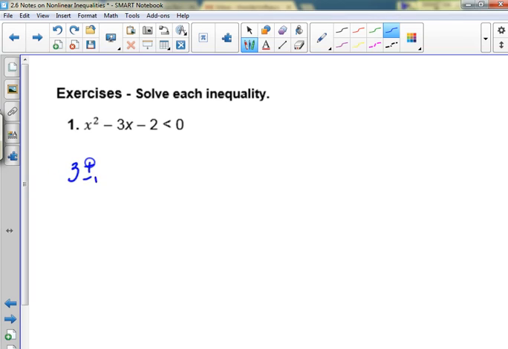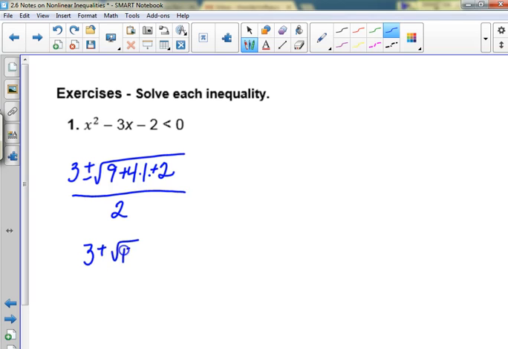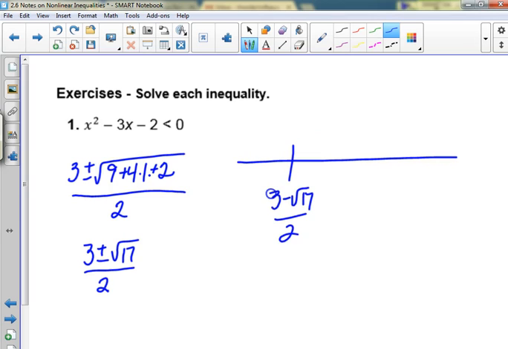Opposite of b plus or minus the square root of b squared would be what? 9 minus 4 times 1 times negative 2. What does that become, guys? Plus 8, right? All over 2a, which is 2. So I have 3 plus the square root of 17. Anybody getting that? And 3 minus the square root of 17 over 2 would be to the left of 3 plus, yes?